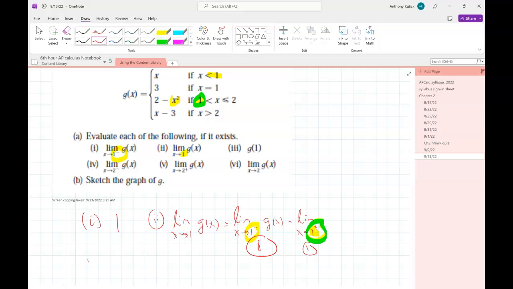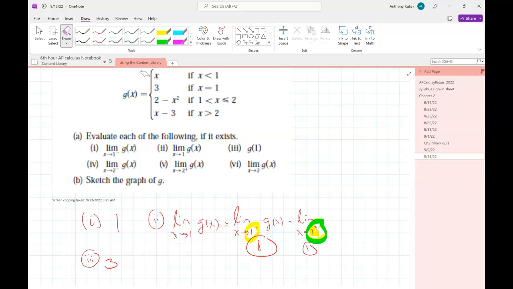Which is what we're going to see here in g of 1. Right? That's just 3. Is that okay? Okay. And then let's erase some of the stuff there.